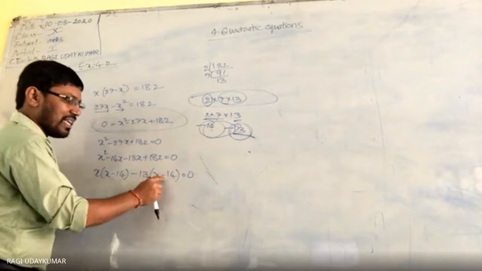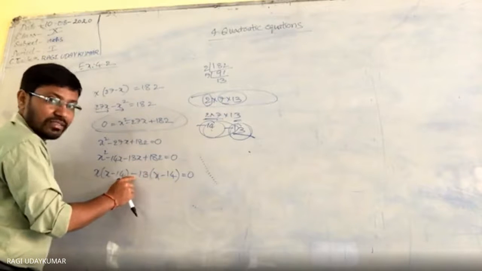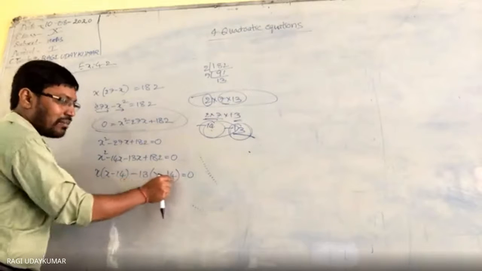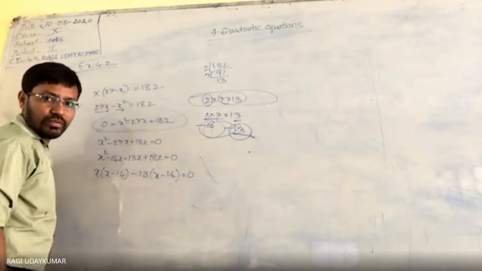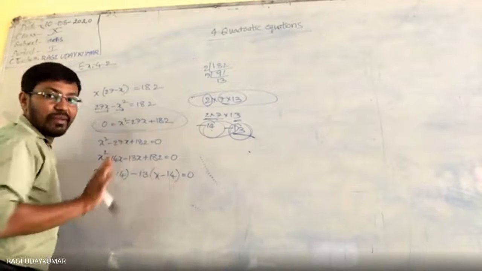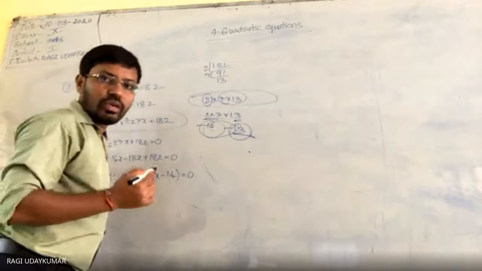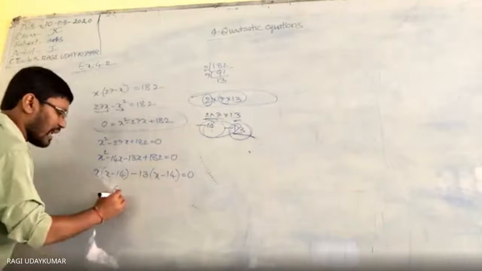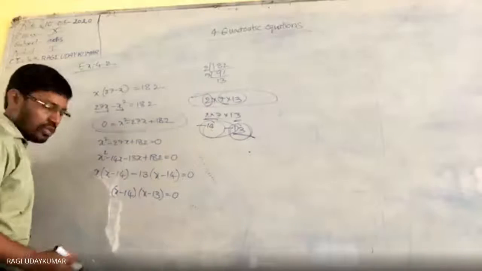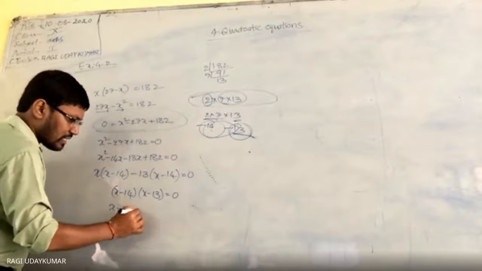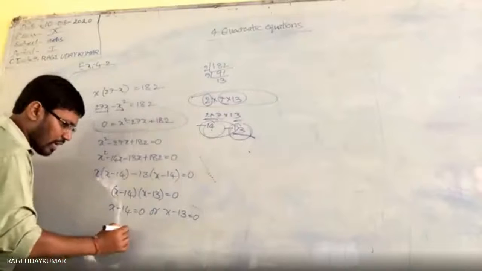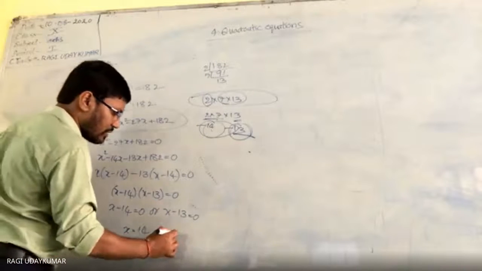Sir, here it is plus, right? How did minus come? Here we have taken minus, so this plus will become minus. Minus into minus, because minus 13 minus 14 plus 182. Here also most of the students will make the mistake and directly write plus. So concentrate on this. If you take x minus 14 common and x minus 13 common is equal to 0, what do you get here? x minus 14 is equal to 0 and x minus 13 is equal to 0. x is equal to 14 and x is equal to 13.